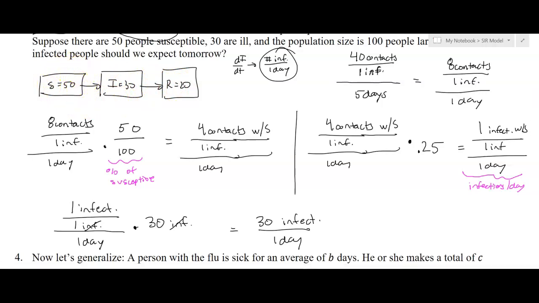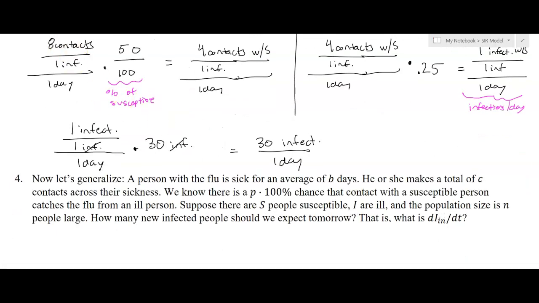But that's assuming a discrete model. We have a continuous model. Now let's try to generalize this. A person with the flu is sick for an average of B days. He or she will make a total of C contacts across their sickness. We know there is a P times 100% chance that contact with a susceptible person catches the flu from an ill person. So P times 100 will give us the percentage version of it. So we assume P is in decimal form so that we don't have to divide it by 100.